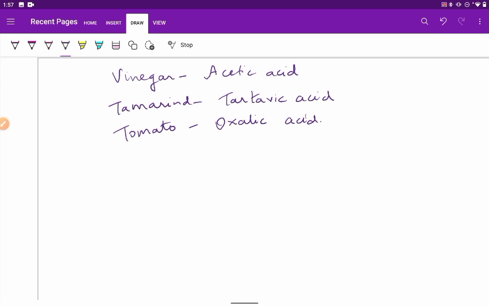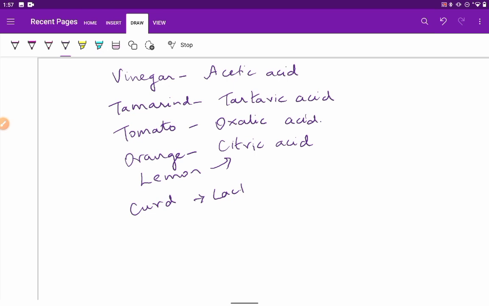Orange has citric acid, CITRIC. Similarly, lemon also has citric acid. Sour milk or curd has lactic acid.